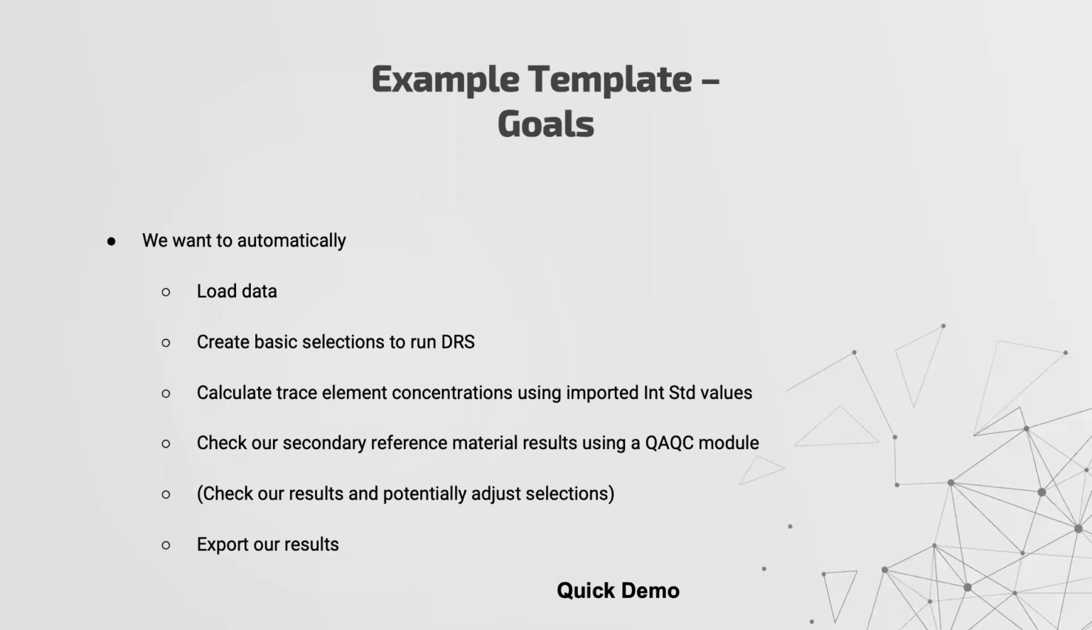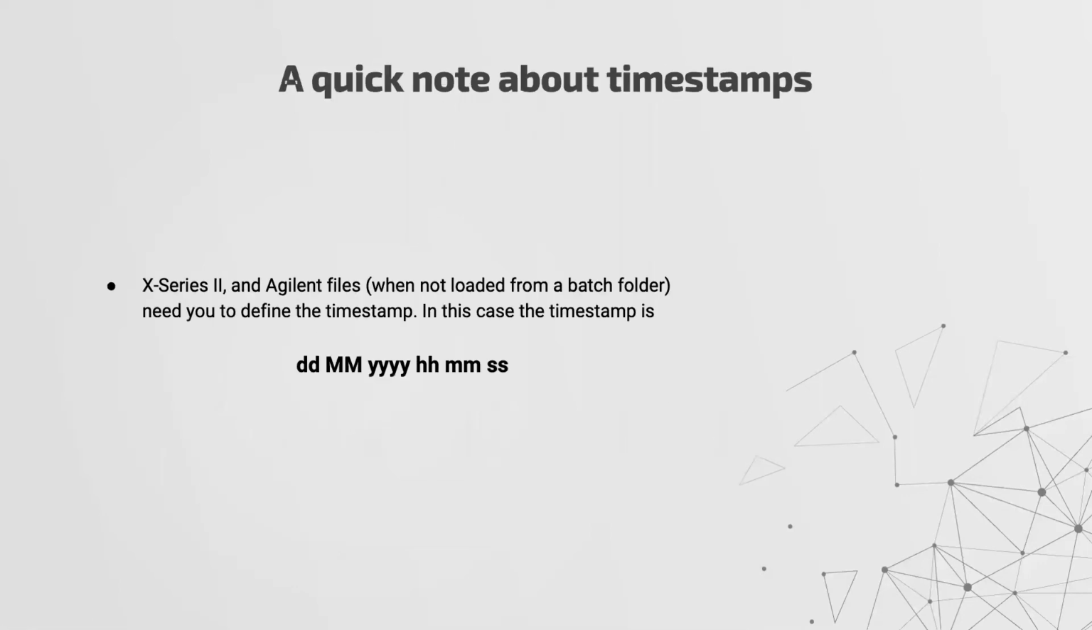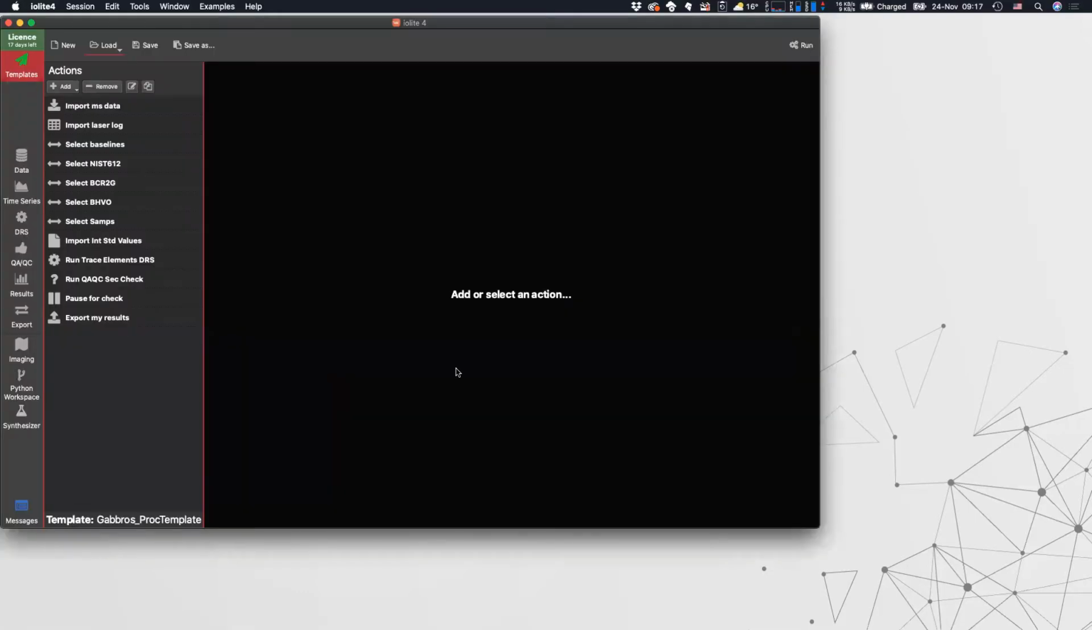So let's start a quick demo of that. Actually, just before we do, I have to make mention of timestamps. We use a couple of different files in this. They're both Agilent files from our lab. The first one has this sort of date stamp, which is the first in the list, I believe, and you need to define that. Otherwise, you'll get some issues with that. So I'll just switch over.